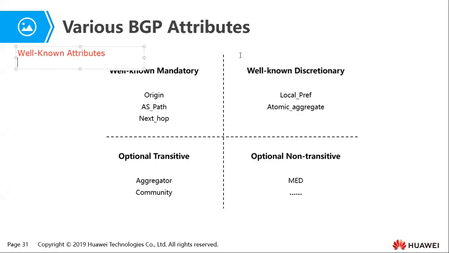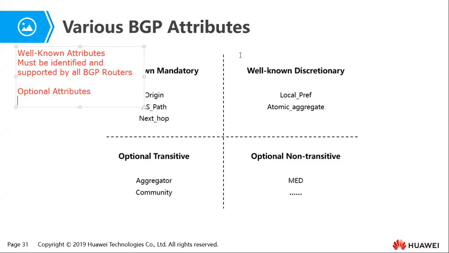Well-known attributes and optional attributes. So we've said with well-known, it must be identified and also supported by all BGP routers. When it comes to optional, they do not need to be identified and supported by all BGP routers. So that's the difference between these two.